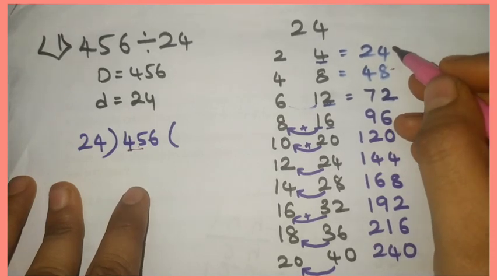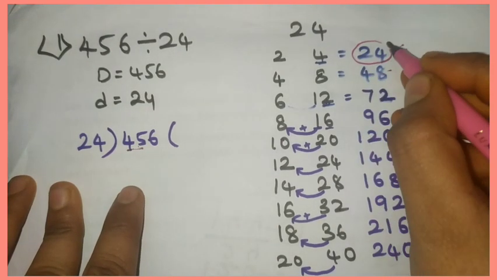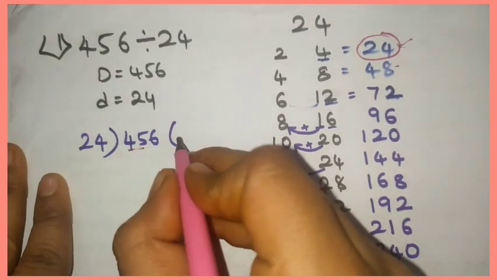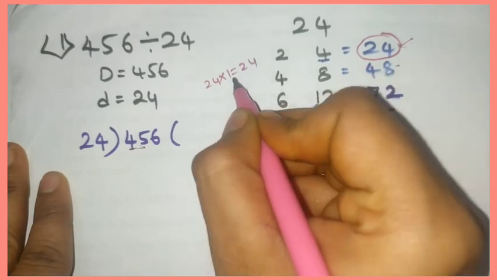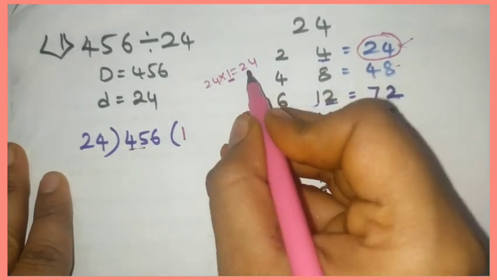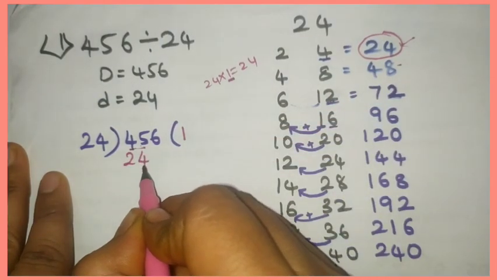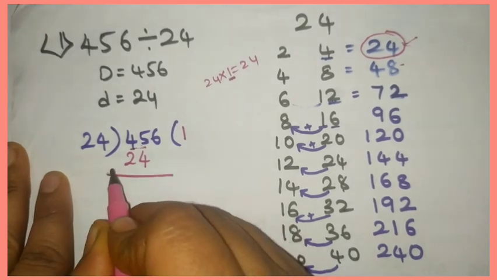Before 45, which number is there? Yes, 24 ones are 24. So we'll write this 24. 24 ones are 24. We'll write this 1 here and this 24 will be written here. Now we have to do subtraction.